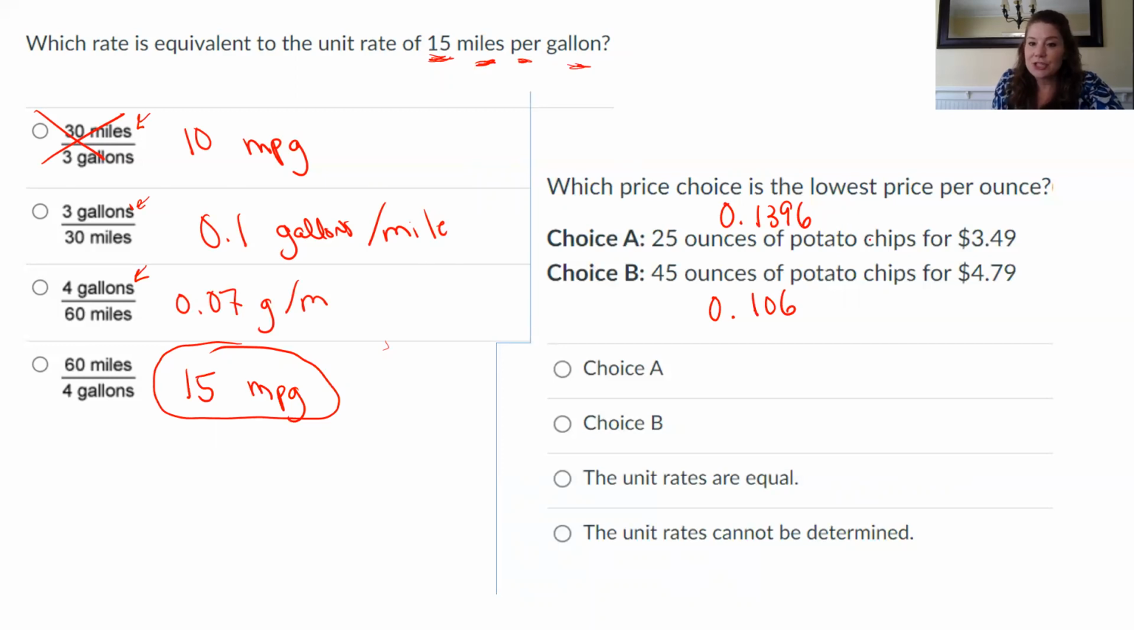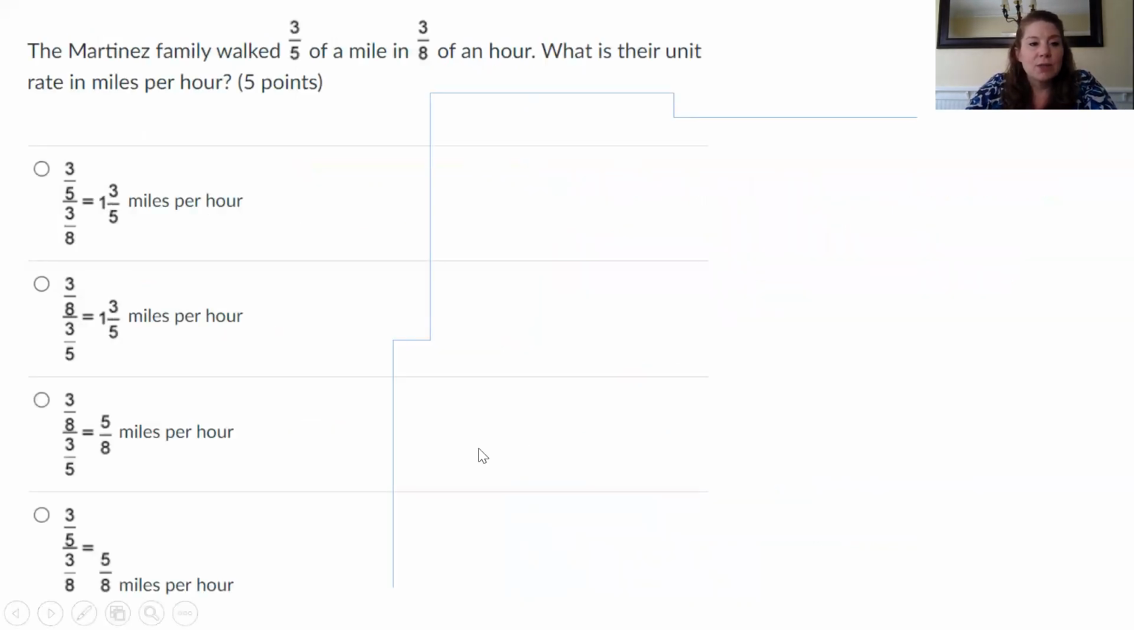So for the same potato chip, do I want to spend 14 cents or 11 cents? Well, 11 cents is a little bit better deal than 14 cents. Okay. All right, next one.